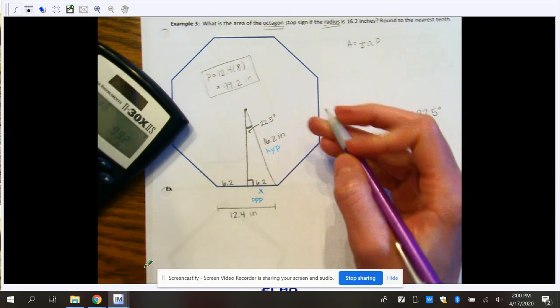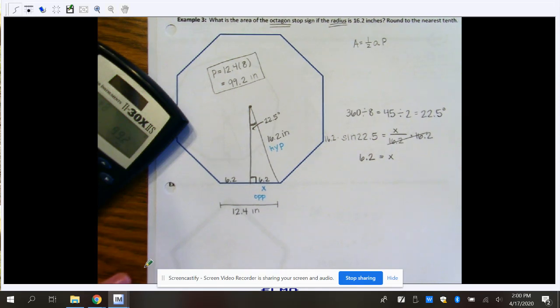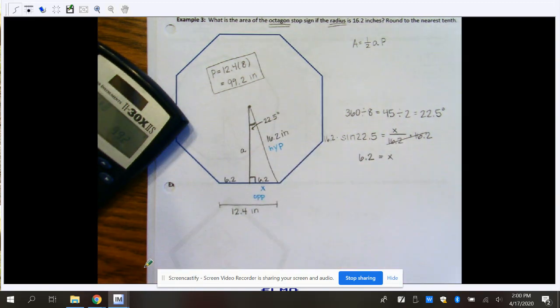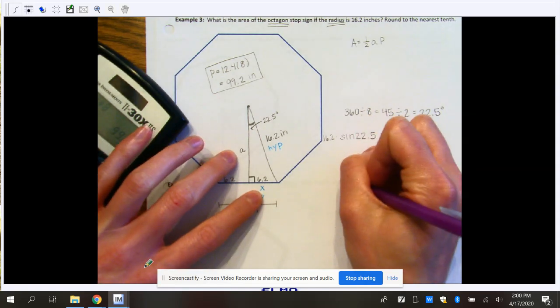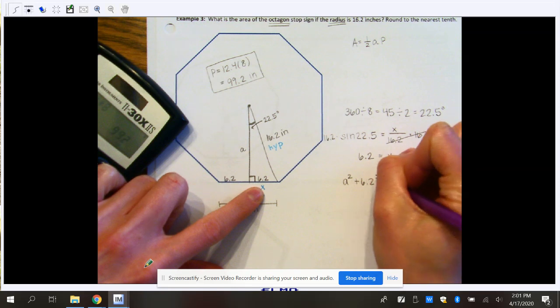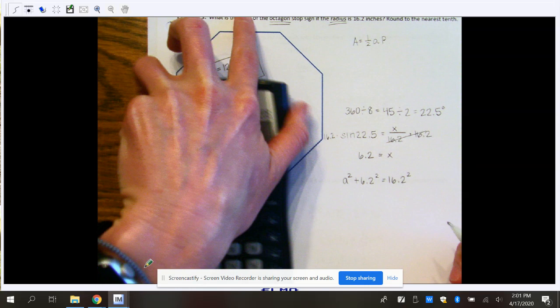Now here I might suggest using the Pythagorean theorem instead of trig again. I just think that's probably something you guys are a little bit more familiar with, but if you wanted to do trig again, you'd obviously be more than welcome to do that. So I'm going to go ahead and just put the a there since that's the apothem. And so my equation for the Pythagorean theorem would be a squared plus 6.2 squared equals 16.2 squared.